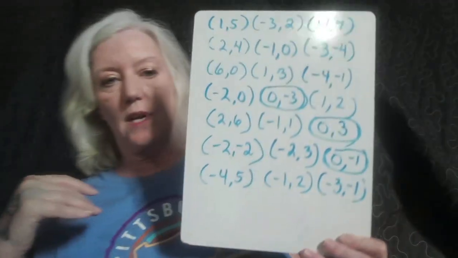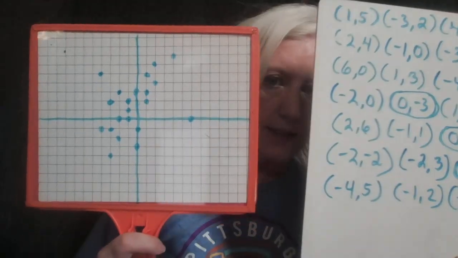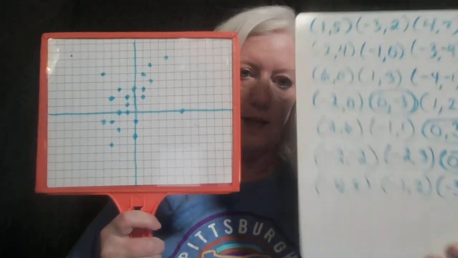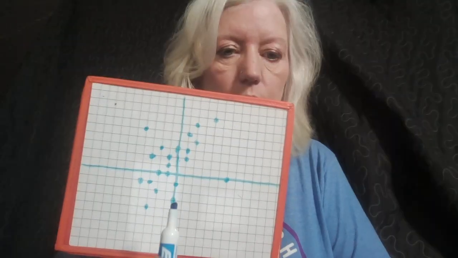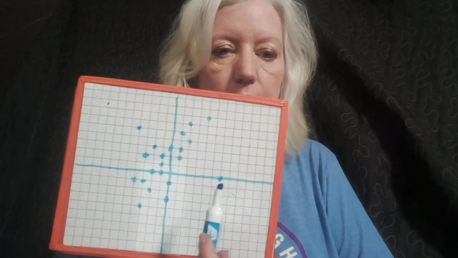So I'm going to circle all of the y-intercepts here if x is 0. Okay, I should have 3 y-intercepts. Just double check on my graph. Do I have 3 dots on the y-axis? Yes, I do. I have them right here, here, and here. Likewise, I have 3 x-intercepts.